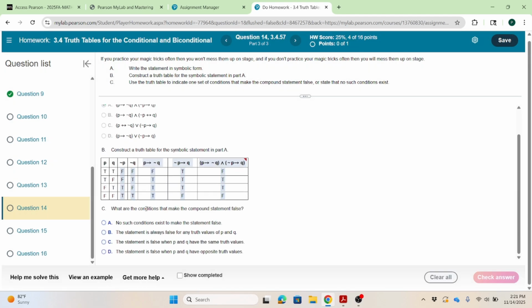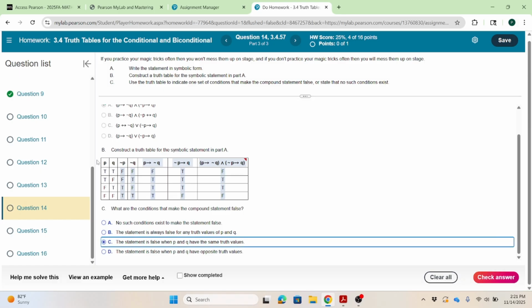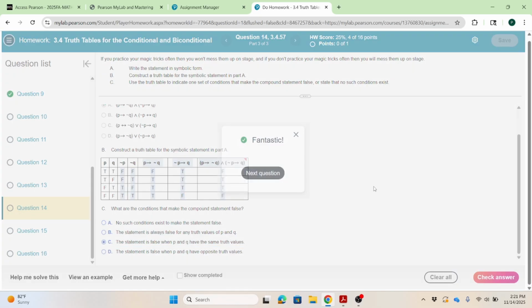The next step is, what are the conditions that make the compound statement false? The two conditions where the compound statement is false are where both of them are either true or false. So the statement is false when P and Q have the same truth value. Look here. If P and Q have the same truth value, the compound statement is false. Okay, that's all for this section.